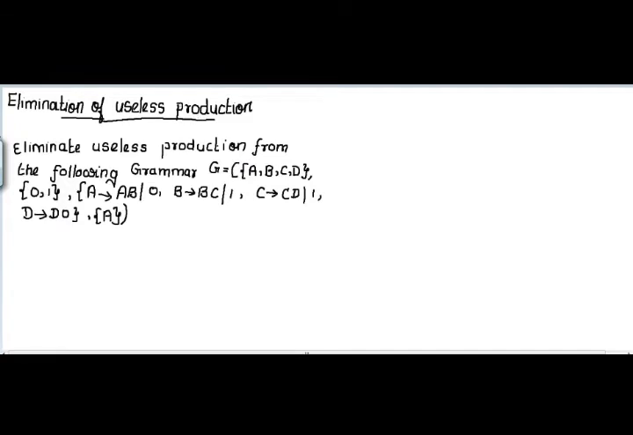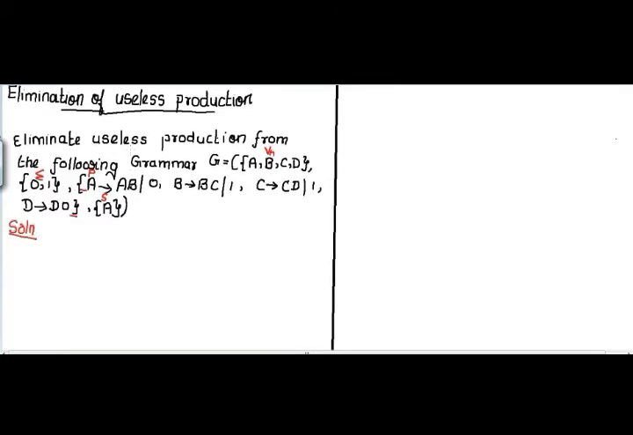The question is written over here. Eliminate useless production from the following grammar G, and the grammar consists of four parts. One is the set of variables A, B, C, D and the set of terminals, that is sigma. Then the set of production rules starts from here to here. The start symbol S is A. So I am going to remove useless production from this grammar.